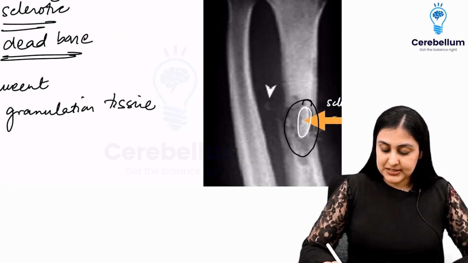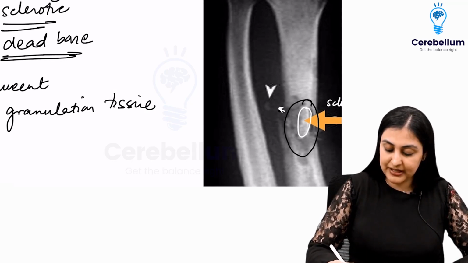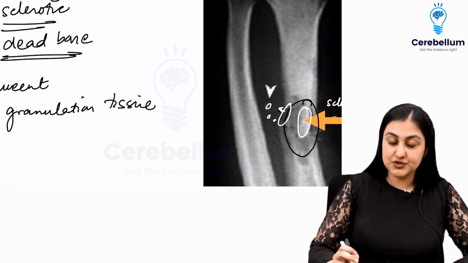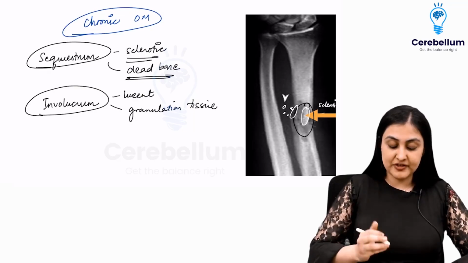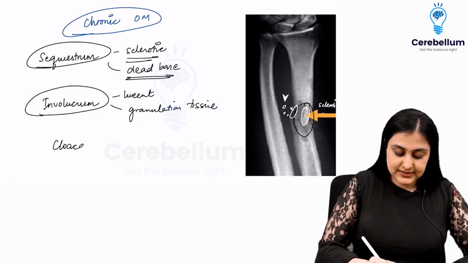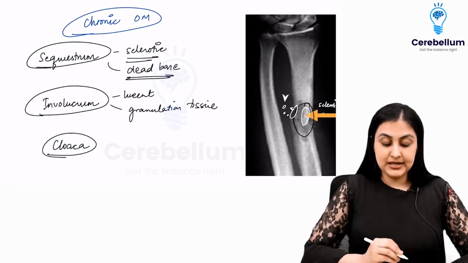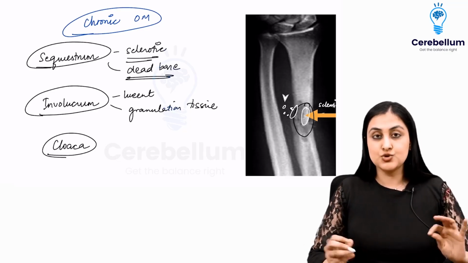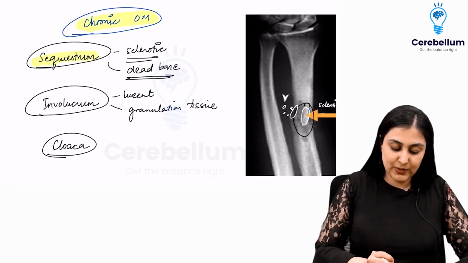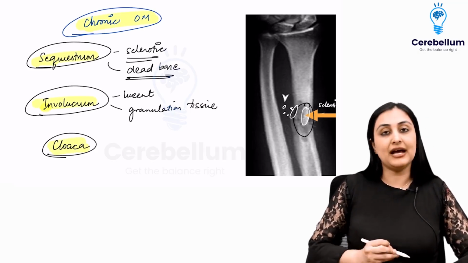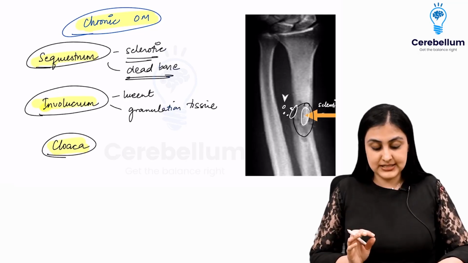Here you can see how there is an area from which the pus is coming out. So you can see how the pus is coming out, and this area here is called the cloaca. So the point where the bone gives way and you have a discharging sinus is called the cloaca, which is the defect, and there you will have a discharging sinus. So they frequently ask you to name the parts on the X-ray. So in chronic osteomyelitis, we have sequestrum, involucrum, and we have the cloaca here. Okay, so this is chronic osteomyelitis.